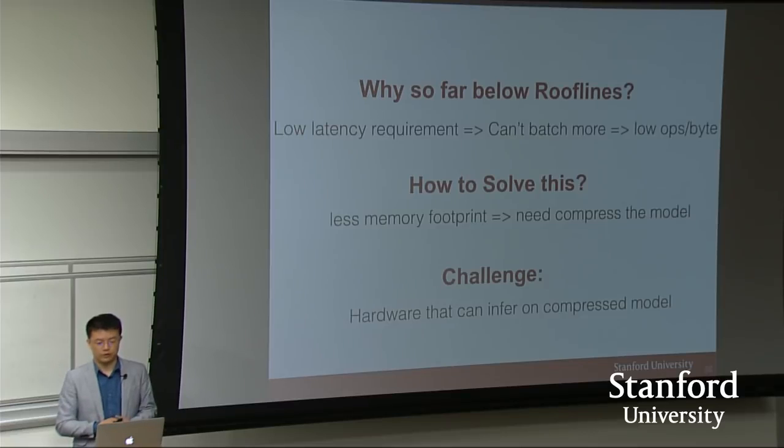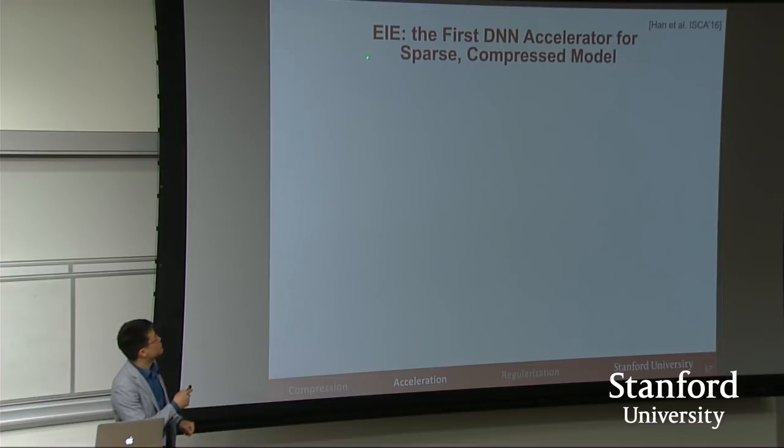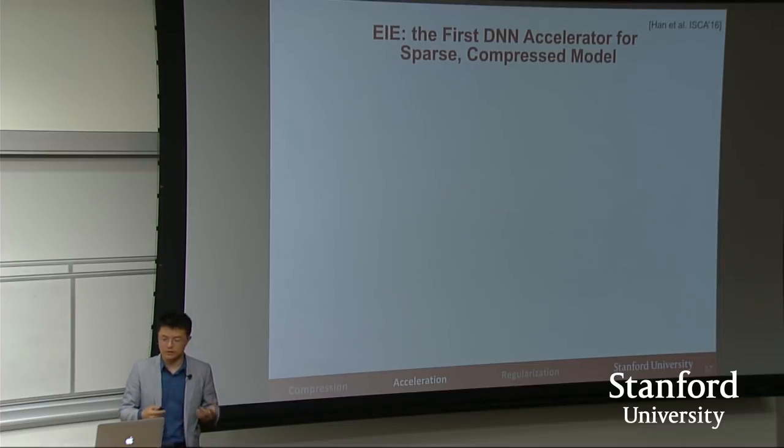And how do you solve this problem? You want a smaller memory footprint so that you can reduce the memory bandwidth requirement. So you need to compress. One solution is to compress the model. And the challenge is, how do we build hardware that can do inference directly on the compressed model? So I'm going to introduce my design of EIE, the efficient inference engine, which deals with sparse and compressed models to save memory bandwidth.